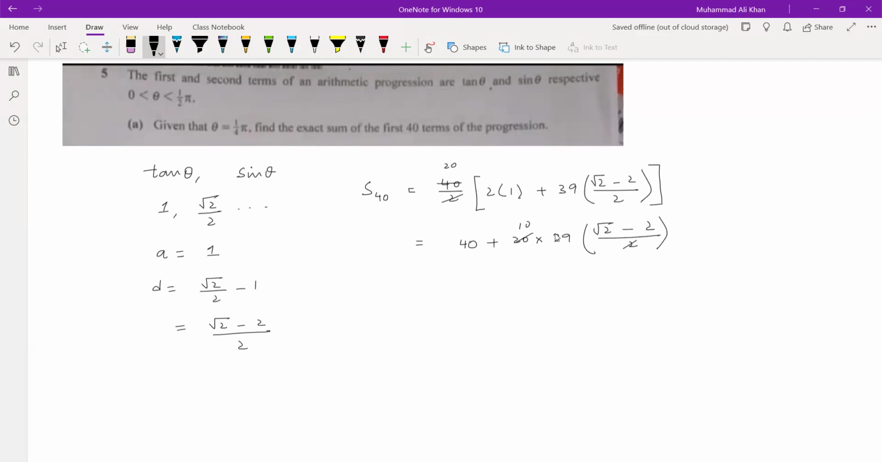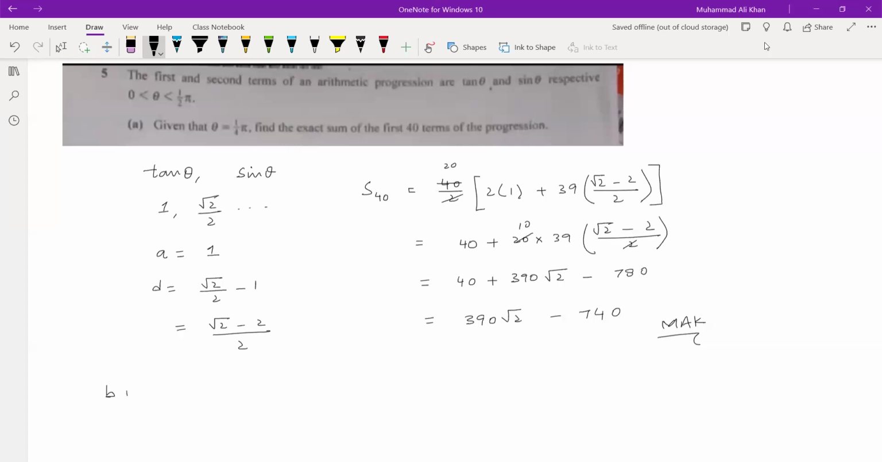Again, here it is 10. So it will be 40 plus 390 under root 2 minus 390 into 2. 390 multiplied by 2 is 780. So finally it will be 390 under root 2 minus 740. This is the exact value of the sum up to the 40th term.